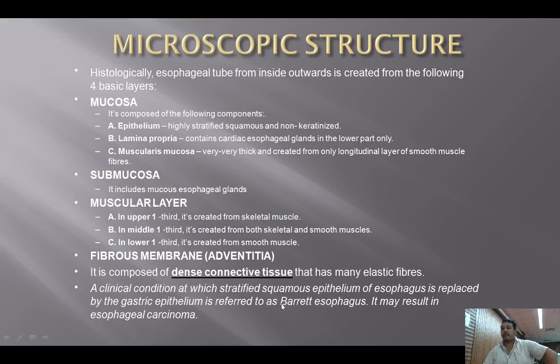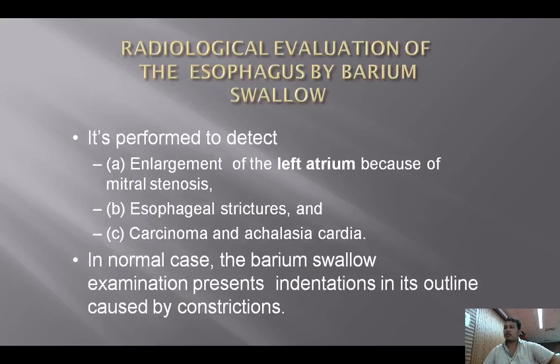Now if the epithelium of the esophagus, which is stratified squamous non-keratinized, is changed to columnar epithelium, we call it a condition called Barrett esophagus. Barrett esophagus is considered to be a precancerous condition. So the epithelium, if it changes from one type to the other, it is an indication of incoming or oncoming cancer in future. We will not go into details.